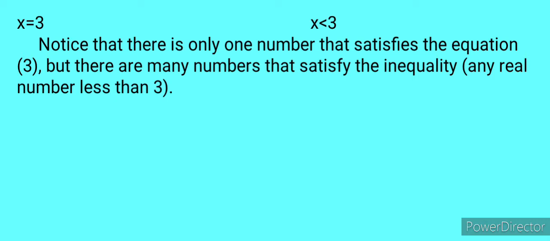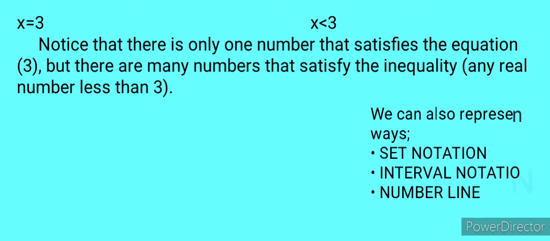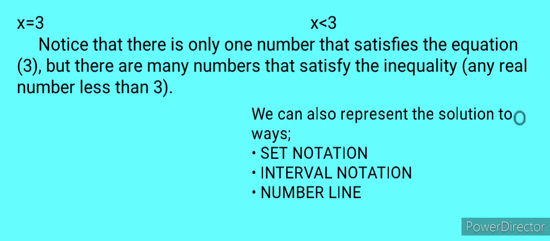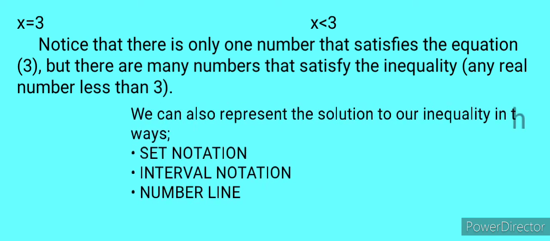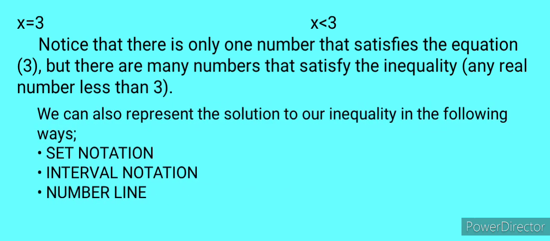For now, what's really the difference between the two answers is that when we get x equals 3 in the equation, we have one answer, whereas with x less than 3 in an inequality, there are a lot of numbers that satisfy it. We can always represent the solution to our inequality in several ways. First, set notation: x such that x is a real number, for example x is less than 3. We can do interval notation.